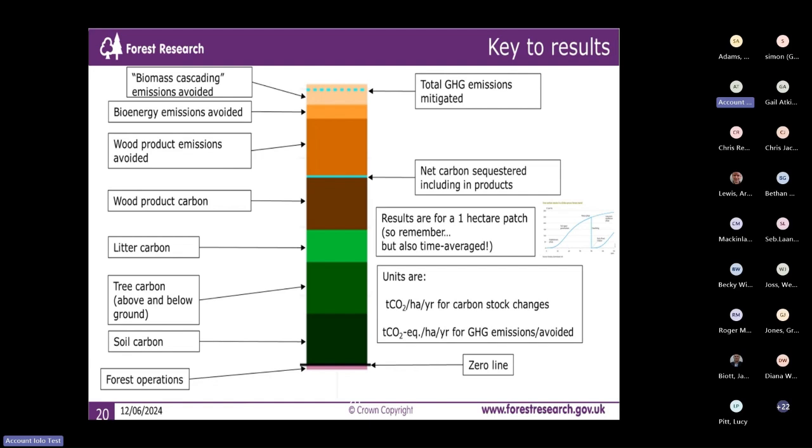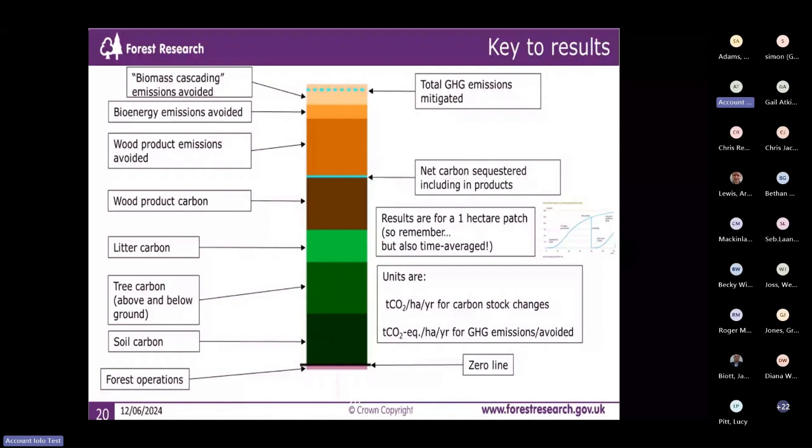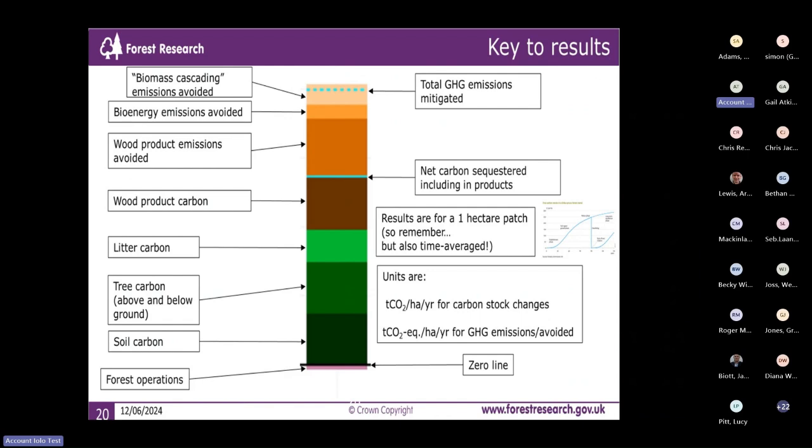For the results I'm going to present, you'll see stacked bars like this. And this purple bar at the bottom is the emissions from forest operations, generally very small. Then you have carbon sequestered as a result of creating the woodland in the soil. You can also get losses of soil carbon in some cases. Then you have the carbon sequestered in the trees, the creation of that average carbon stock.